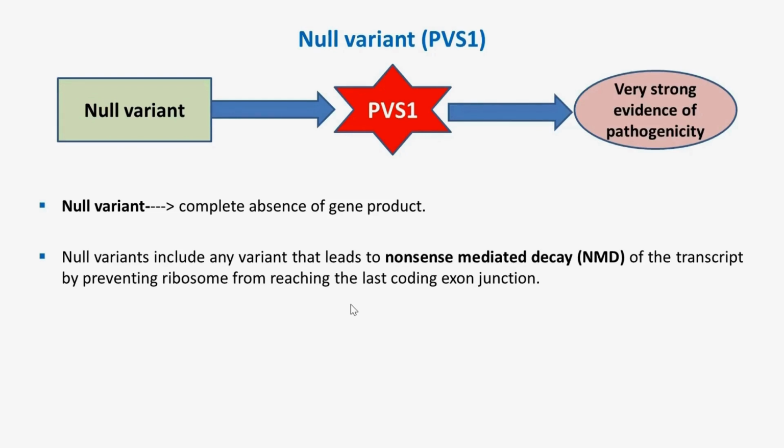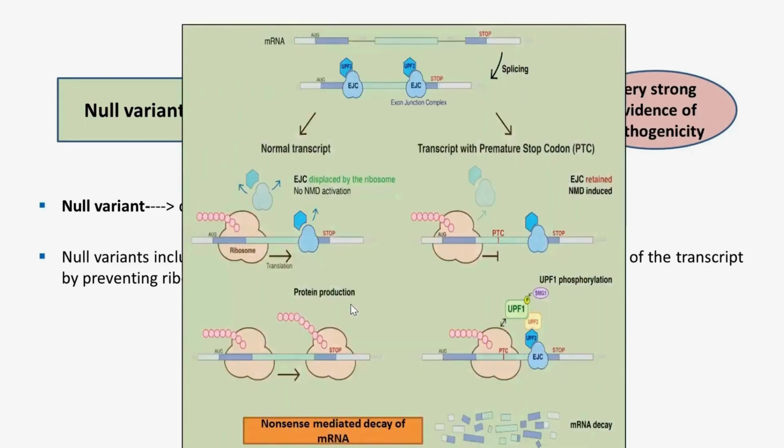So what is nonsense mediated decay of mRNA? We will see here, this is the mRNA, this is the start codon AUG, and that is the stop codon. After splicing, all introns are removed and we get this exon junction complex at the site from where the introns were removed. In normal condition, when translation occurs, this exon junction complex is displaced by the ribosome and protein will form till the ribosome reaches the stop codon. This is the normal scenario.